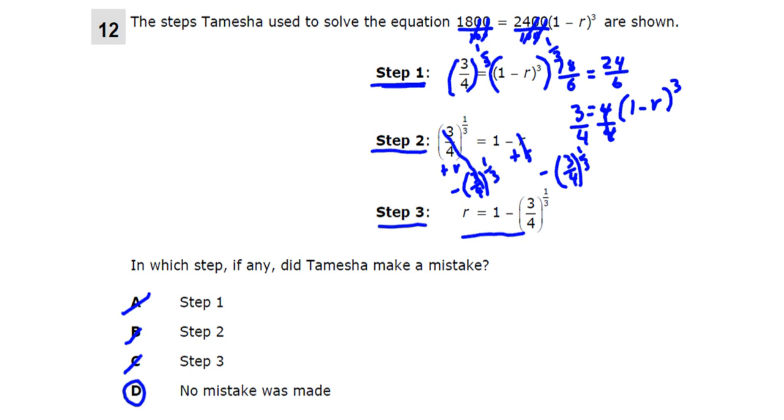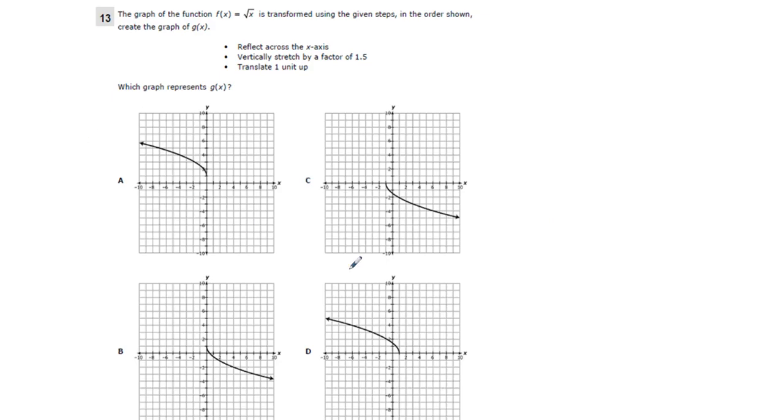I don't know what type of problem you're going to have that looks somewhat like that, if any, but that's what that one is. Okay, 13. The graph of the function f of x equals square root of x is transformed using the given steps. In the order shown, create the graph of g of x.